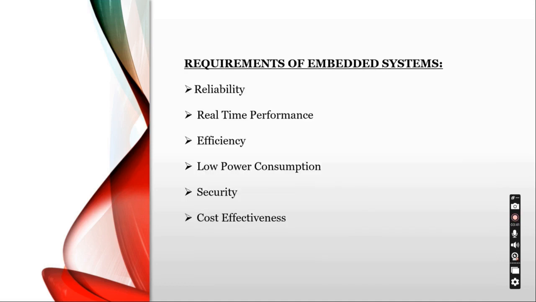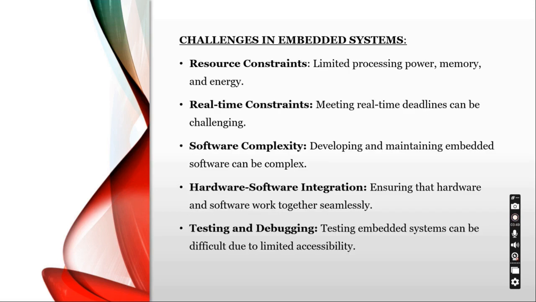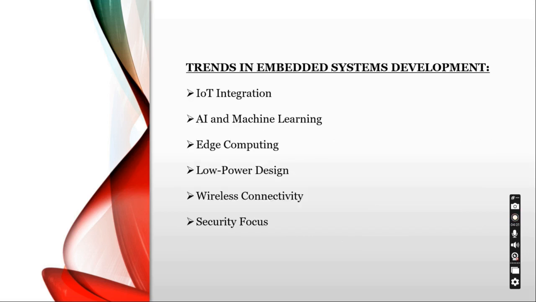Requirements of embedded systems. Reliability, real-time performance, efficiency, low power consumption, security, and cost effectiveness. Challenges in embedded systems. Resource constraint. It has limited processing power, memory, and energy. Real-time constraints. Meeting real-time deadlines can be challenging. Software complexity. Developing and maintaining embedded software can be complex. Hardware-software integration. Ensuring that hardware and software work together seamlessly. Testing and debugging. Testing embedded systems can be difficult due to limited accessibility.